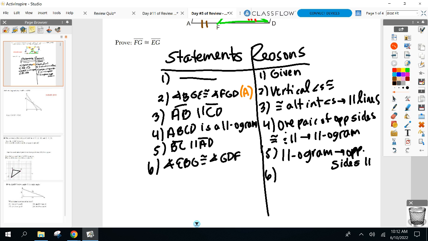Anybody remember how I start this reason? Parallel lines imply alternate interior angles congruent. And that gives me a second A in those two triangles.